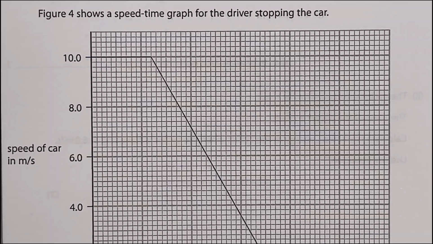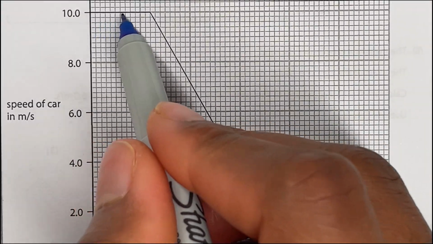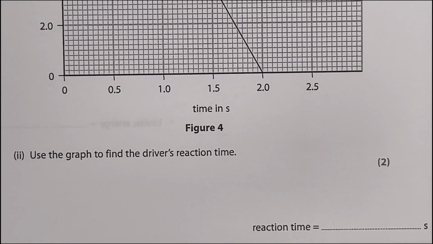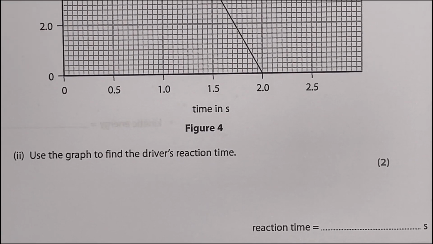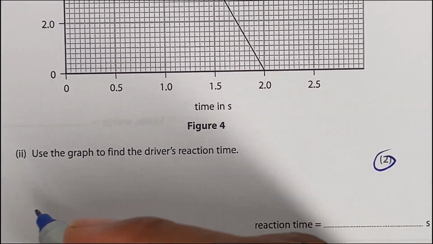Figure 4 shows a speed-time graph for a driver stopping the car. So I can see it's at constant speed and then decelerates. Question: use the graph to find the driver's reaction time. So the reaction time, use the graph to find the reaction time of the driver, for 2 marks, and it says use the graph.